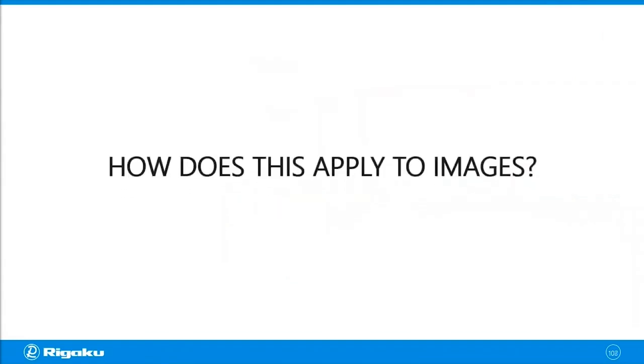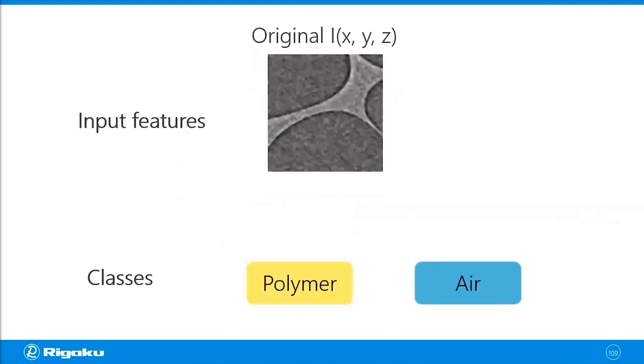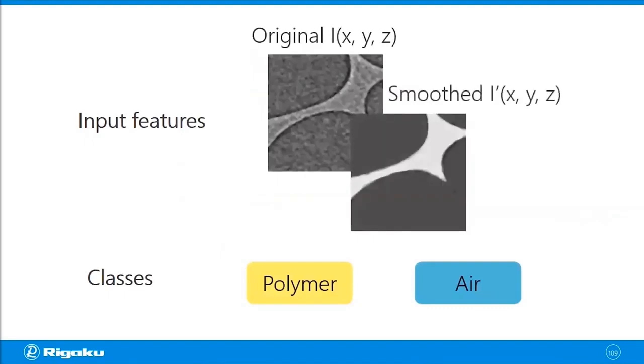Now, how does this apply to image segmentation? In image segmentation, you can have input features like the original image, and you would have classes like polymer and air, as you saw in the previous example. Then you can have multiple input features. So you can add, for example, a heavily smoothed version of the original image. This might help the machine to ignore the noise, but you also have the original so the machine can look at them both. You set the input features like this, and the classes.